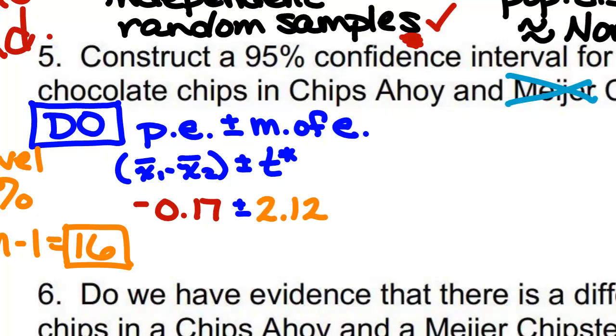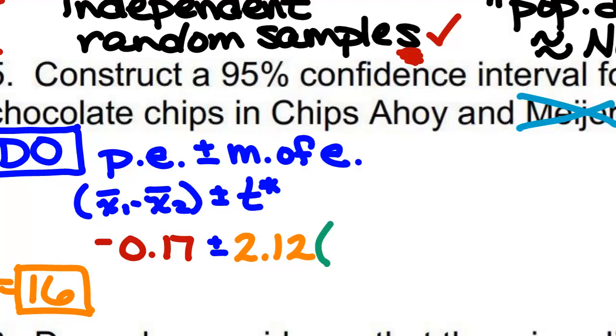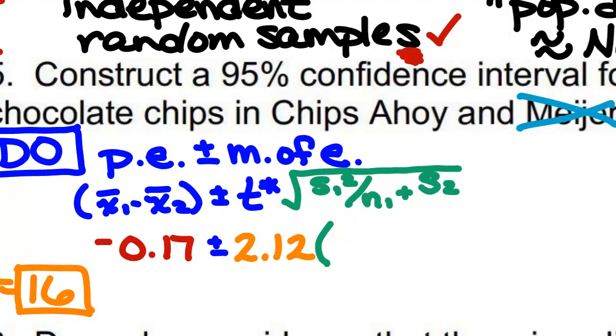What about the rest of this? Because that's just my t star. What do we multiply the t star by? How do we find our standard error? But remember, we have two populations here. So we have to do the square root, because we can add our variances, but we cannot add standard deviations. So s1 squared over n1 plus s2 squared over n2.